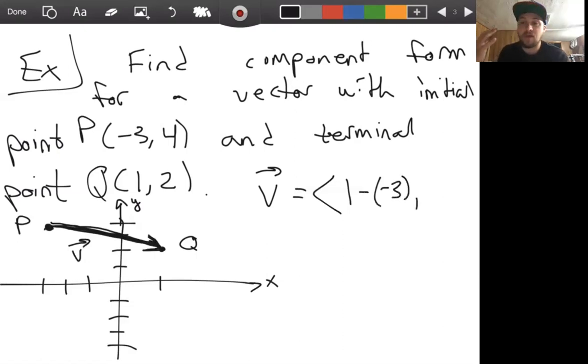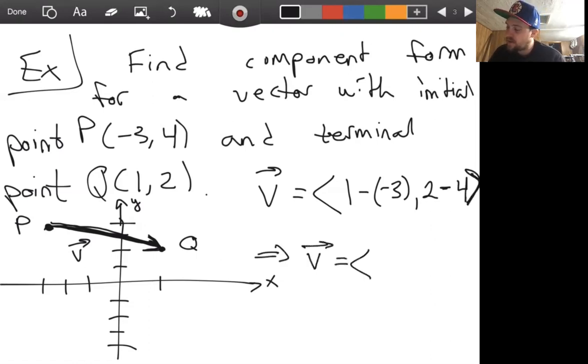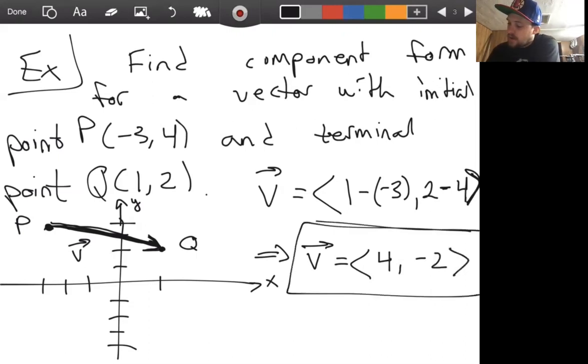And then we do the same thing for the y component. We take the terminal point's y component, which is 2, and we subtract the initial point's y component, which is 4. And so we can simplify this to say that this vector v is the vector 1 plus 3 is 4, 2 minus 4 is -2.